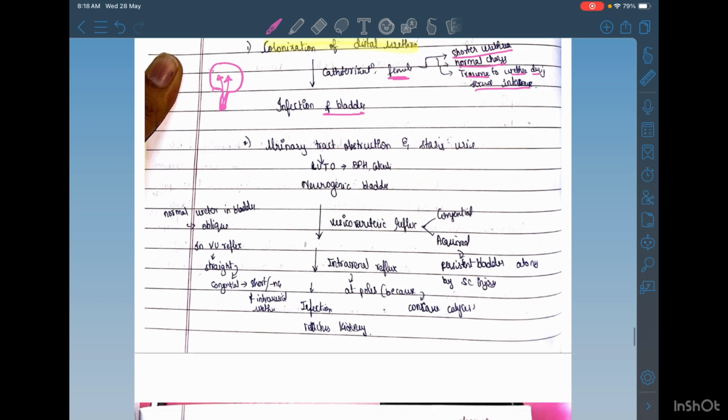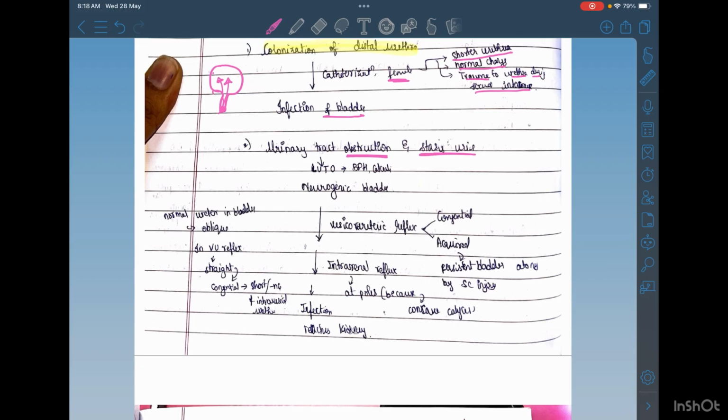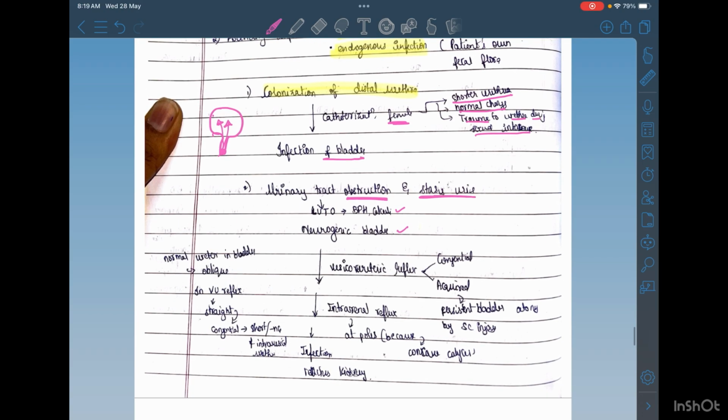So then what does it cause in the bladder? It causes infection, right? Normally, urine will flush out the organism, right? But whenever there is obstruction or urinary stasis, as in BPH, calculi or neurogenic bladder, there will be growth of organisms in the bladder also. So now how will it ascend?